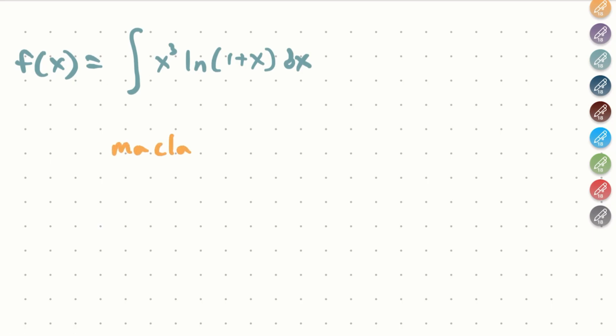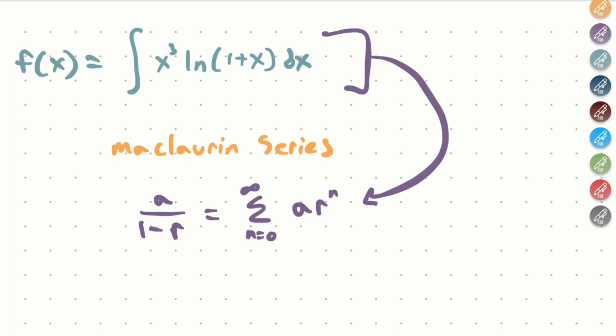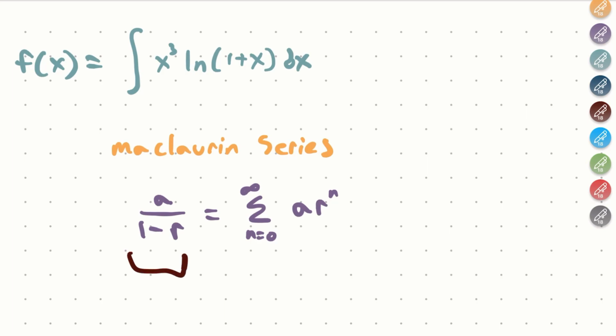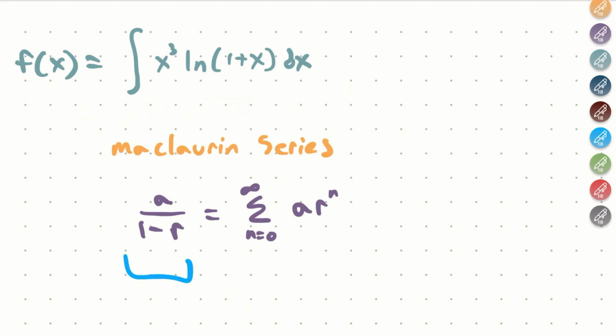The Maclaurin series. This theorem states that a over 1 minus r is equivalent to the summation from n equals 0 to infinity of a r to the n. This is how we're going to be getting this function up at the top into a series form. This is a series with the summation. The Maclaurin series states that we need it in this form, but as you can see up here, this entire function is nowhere even close to a over 1 minus r, so we somehow have to convert it into that using some fancy algebra. So let's go ahead and begin this problem.